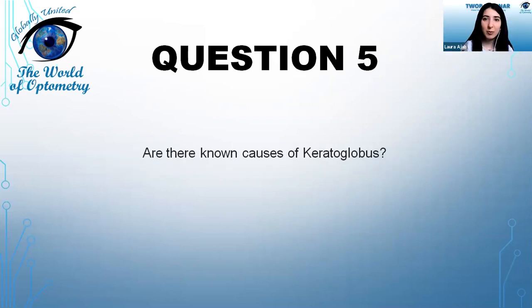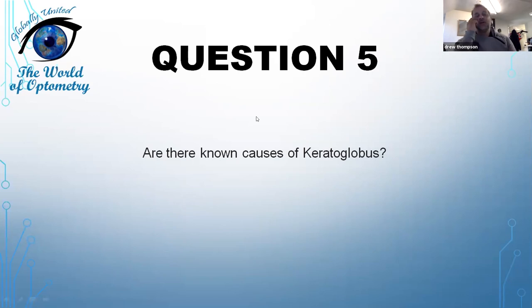Okay. And here we come to the last question from the audience. Are there known causes of keratoglobus? These ectasias, there's still research ongoing as to why people develop ectasia. There is a genetic link. It's not a particularly strong link. We know that eye rubbing is associated with ectasias, but we don't know if eye rubbing causes the ectasia or you rub your eyes because you've got the ectasia. We've no idea what the association is.